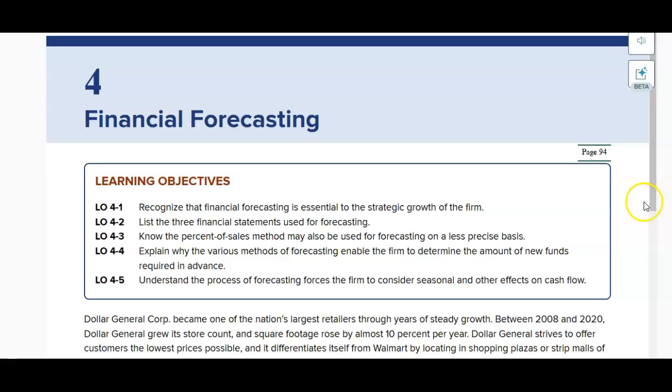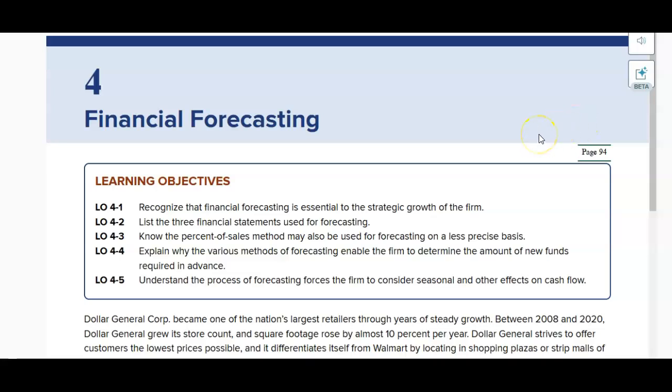So the learning objectives for Chapter 4 are: you need to be able to recognize that financial forecasting is an essential part of strategic growth of the firm. Very important connection to make. Again, the higher up the food chain you go, no matter what your function or discipline, you're really going to start talking about two different things. The two things that the leadership of the organization have to come to terms with are its strategy and how it's going to perform financially.